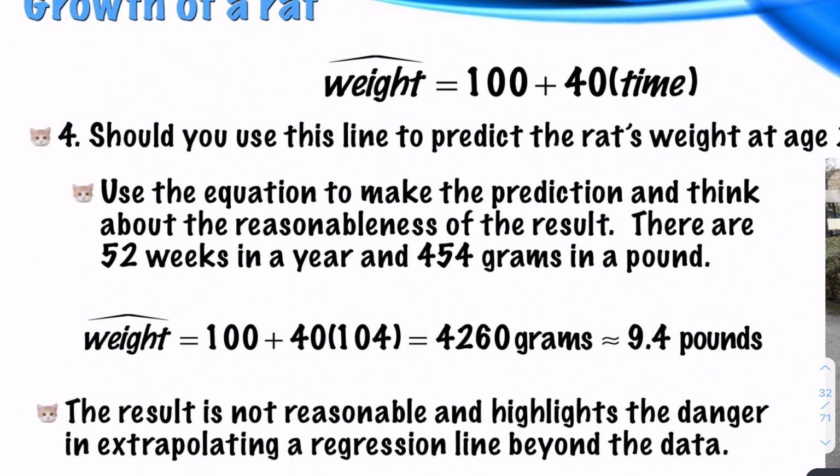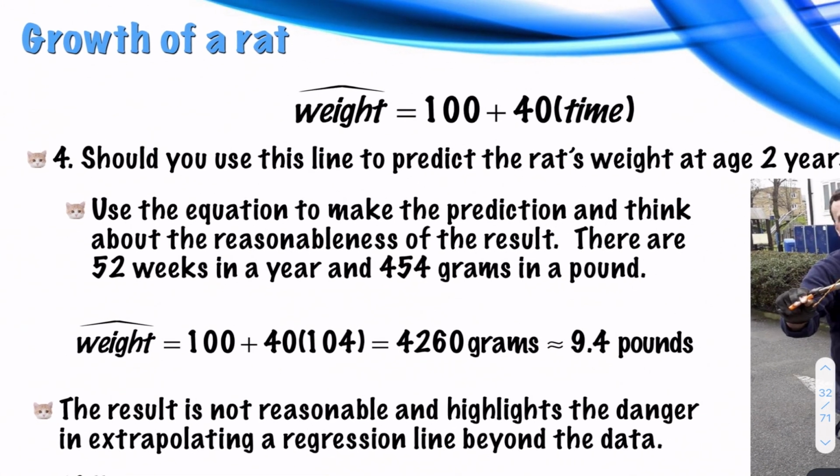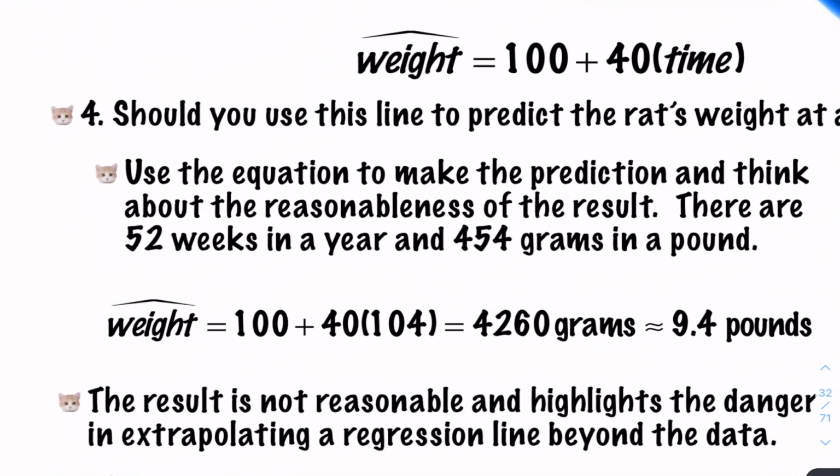Should you use the line to predict the rat's weight at age 2 years? Think back to the beginning of this, because I'm going to show you this weird picture in a second. This was over the first 25 weeks of this rat's life. So use the equation to make the prediction and think about the reasonableness of the result. There are 52 weeks in a year and 454 grams in a pound.